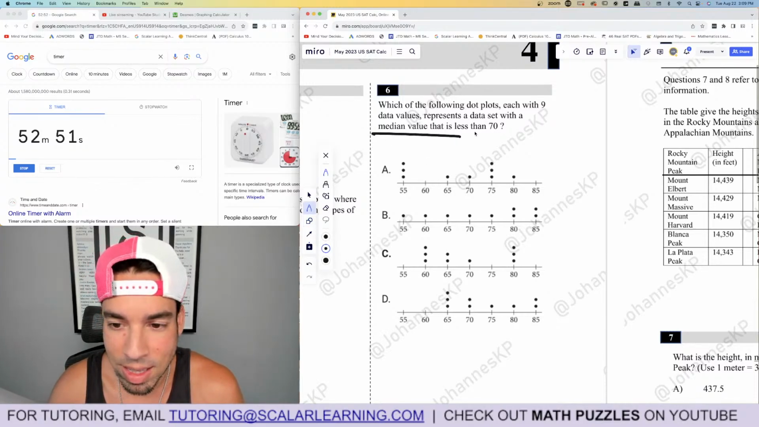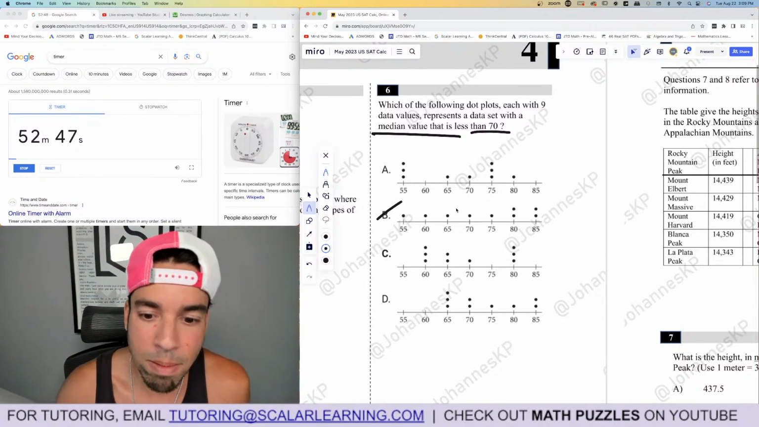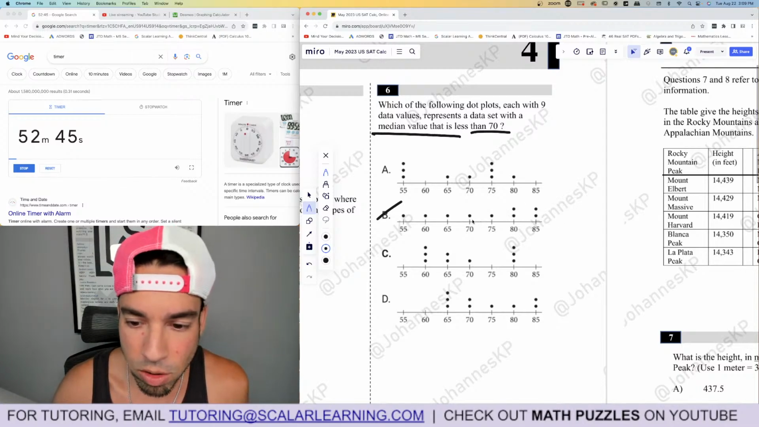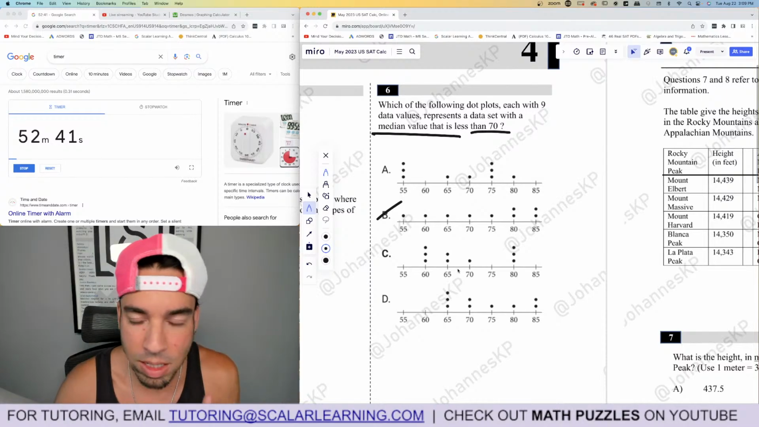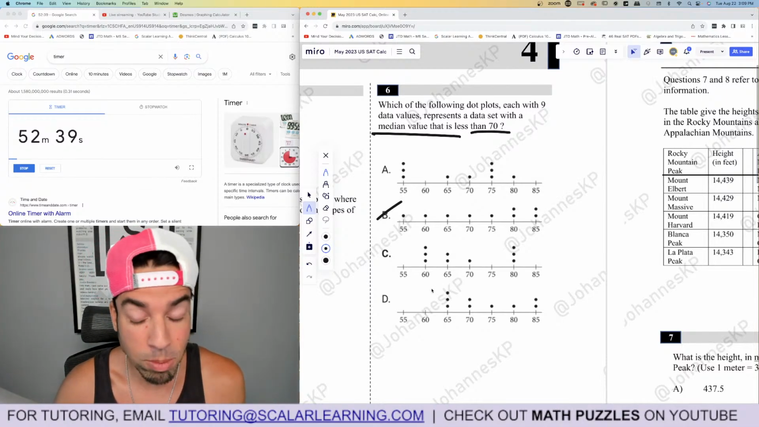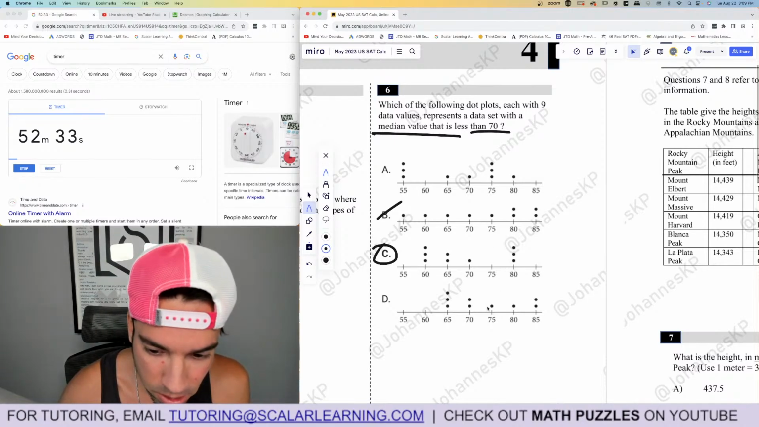Number 6, which of the following dot plots, each with 9 data values, represents a data set with a median value that is less than 70? Median is the middle value. It's definitely not B, because I can see all these values, and median is not 70. It's going to be skewed up. I'm going to find the right answer and show you why. Okay, C is going to be the answer, but I'm going to come back to explain why.